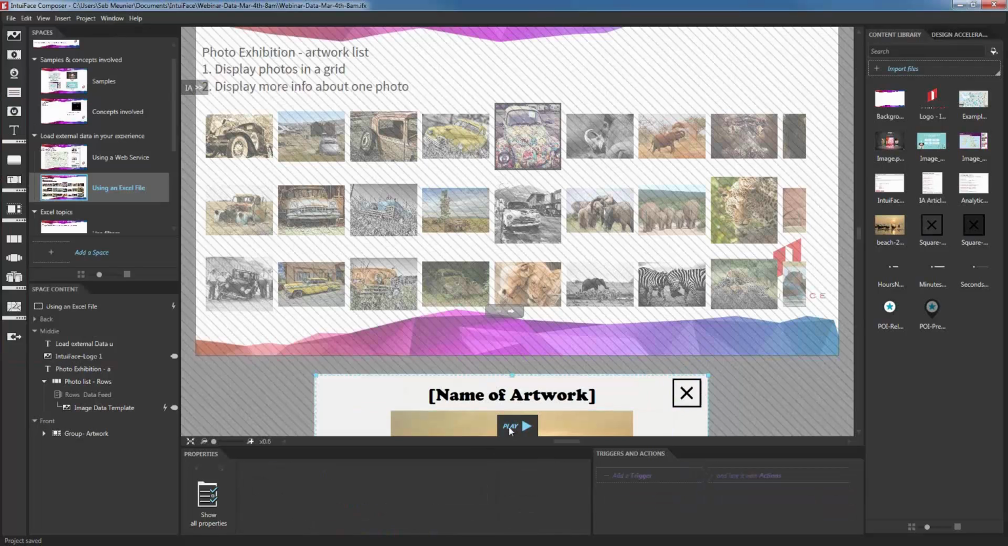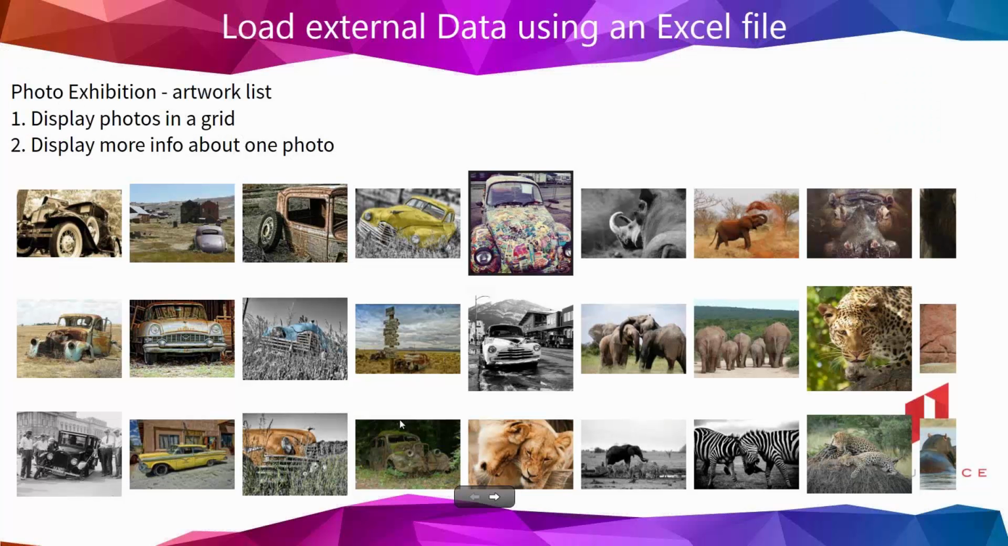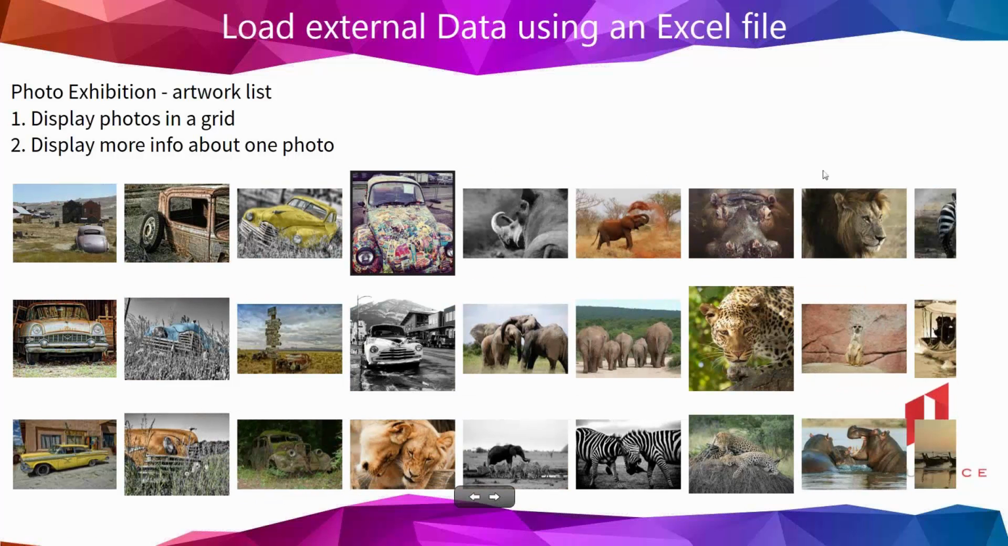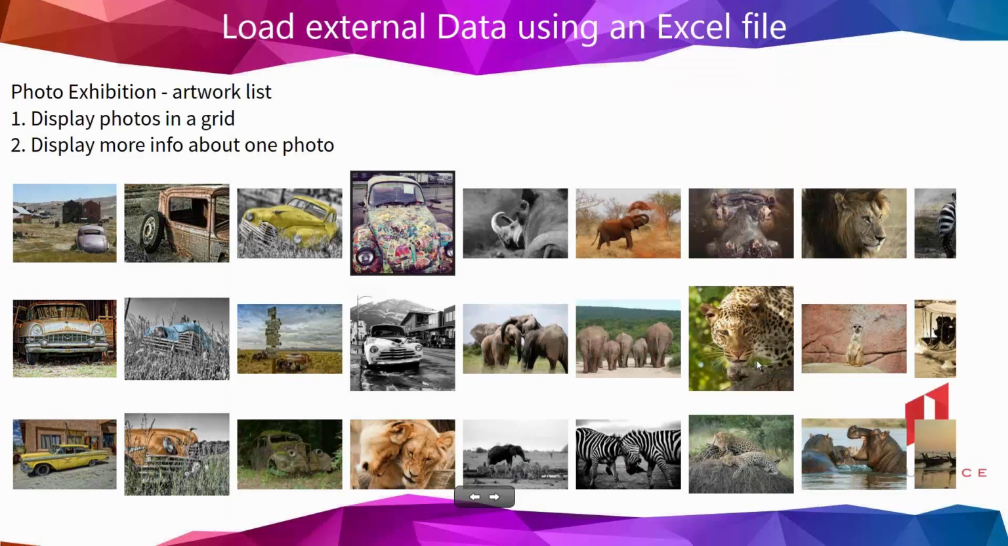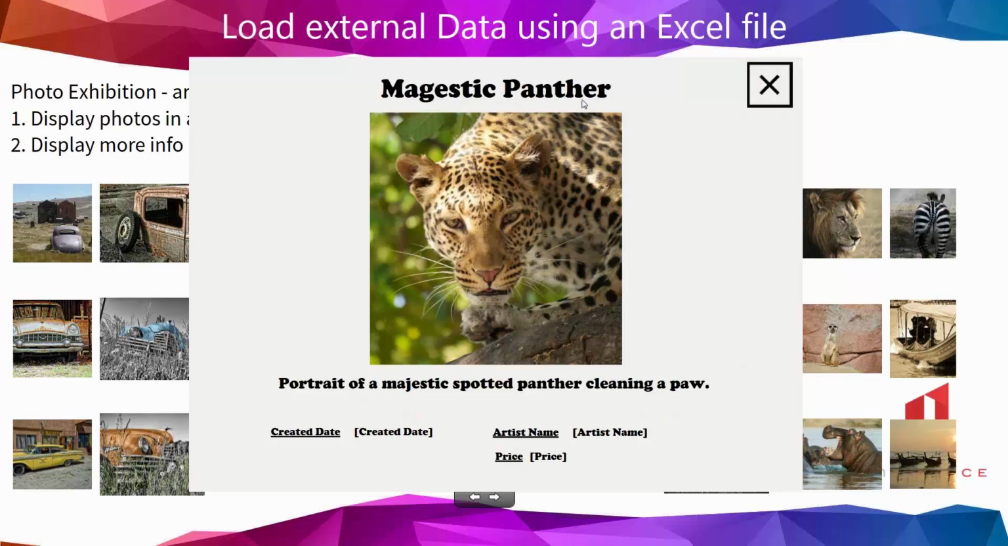Let's test that. So this is my list that I can scroll, right, with the different items of my collection. If I click on this car, I'm getting the Beetle comics with the same picture and the description. If I close it and select this image, I'm getting the Majestic Panther, the image, and the description.